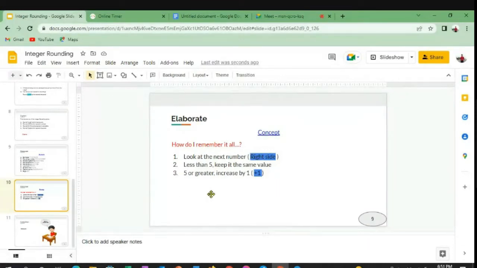And about the concept, how do you remember how to round a number? First, look at the next number, meaning the right side, next to the target number. Second, if it is less than 5, keep the target number the same. Third, if it is 5 or greater than 5, increase by 1, meaning plus 1. You got it, teacher?